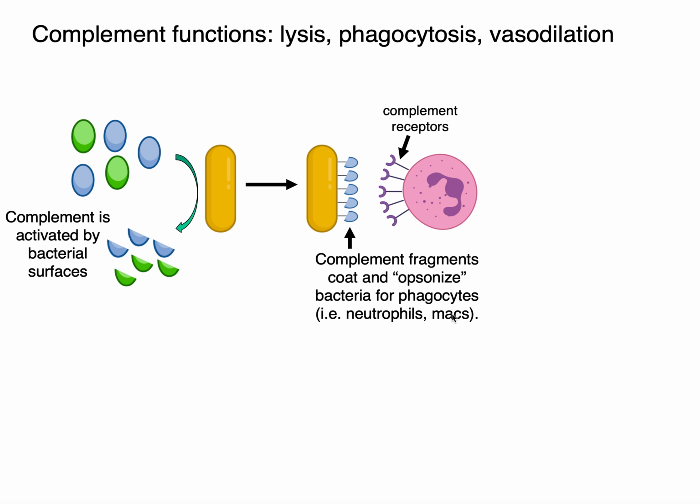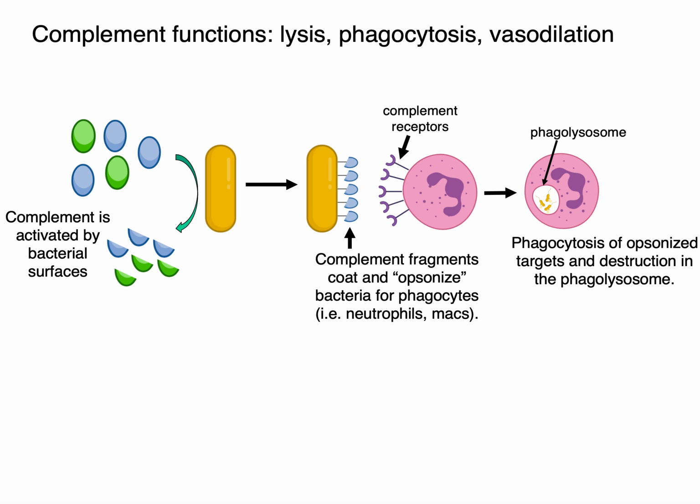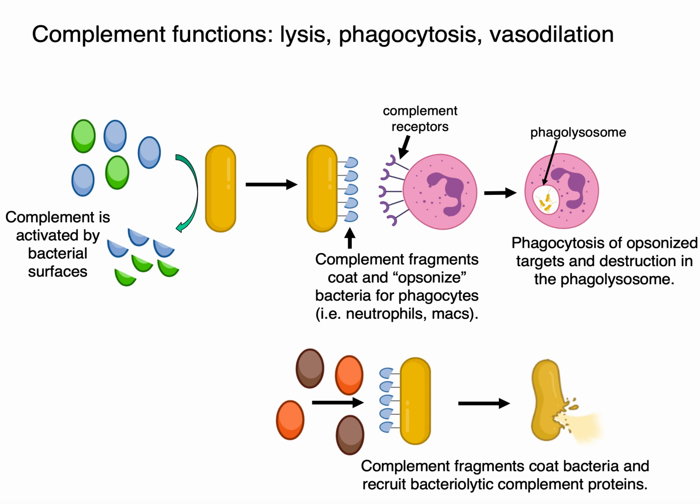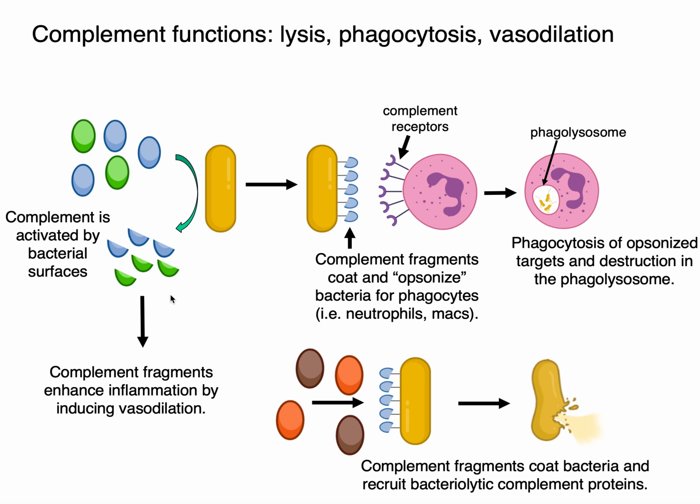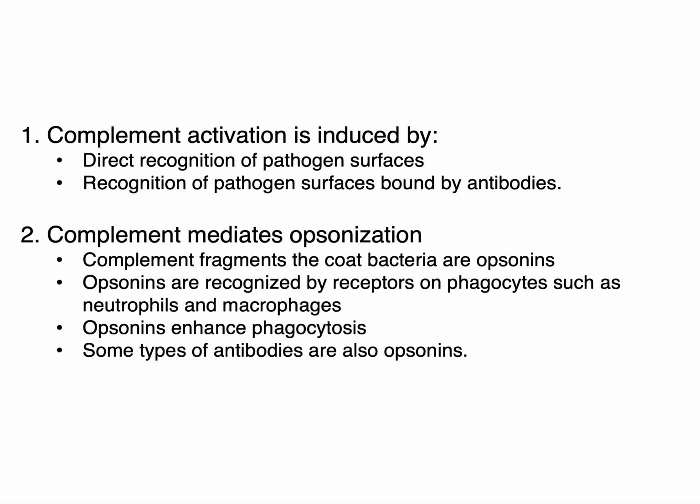Neutrophils and macrophages are really good at this. Another consequence of this, and I guess I should mention, here's just a picture now of this neutrophil that has taken up these bacteria into the phagolysosome. Another consequence of coating this bacteria with these complement fragments is that it in turn recruits more complement components that lead to the lysis of this bacteria. And then the last part of this is that some of these fragments, such as these initial fragments up here, can directly induce inflammation because they act on local capillaries and induce their vasodilation.